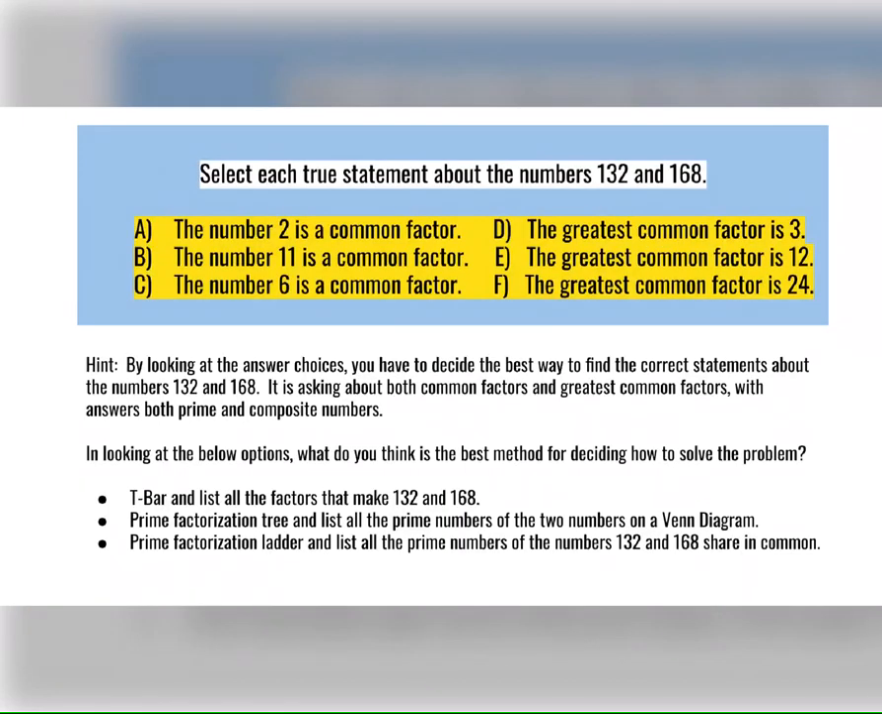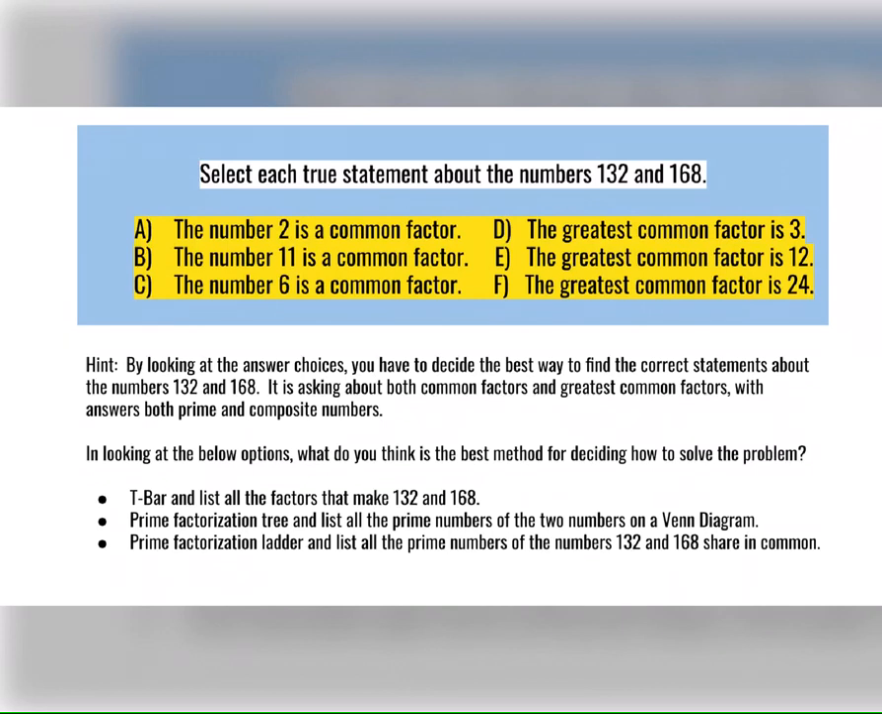Now it's time for you to try to solve a problem on your own. It states, select each true statement about the numbers 132 and 168. When it says select each true statement, that means there's going to be more than one answer. So let's look and see what all 6 choices are.